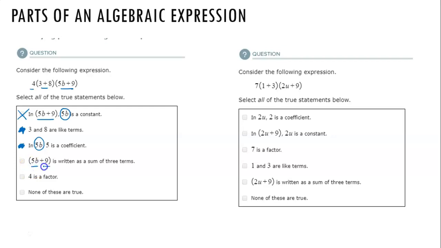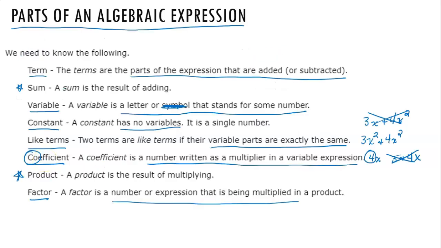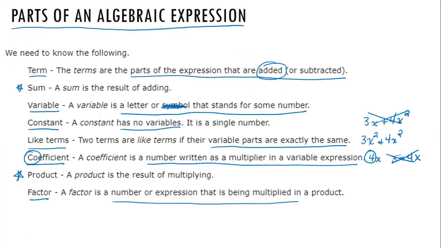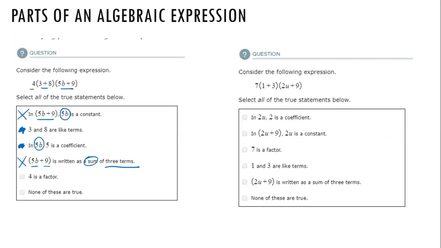This says 5b plus 9 is written as a sum of 3 terms. Well, this is only 2 terms. 5b is being added to 9. Remember, terms are things that are being added or subtracted, not multiplied. So we would not mark this as one that is true. 4 is a factor. Well, remember, a factor is a number or expression that is being multiplied. 4 is being multiplied by 3 plus 8, so we would mark that as one of our options. And we did find some of those as true, so we would not mark that one.